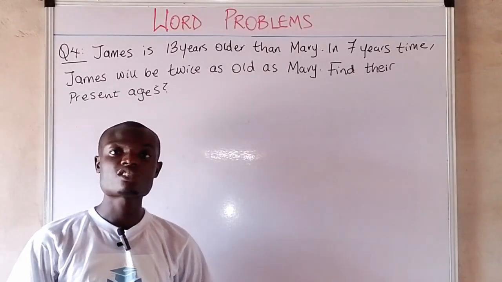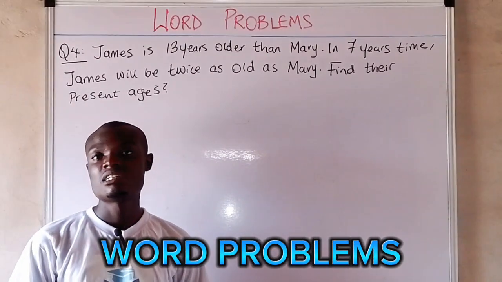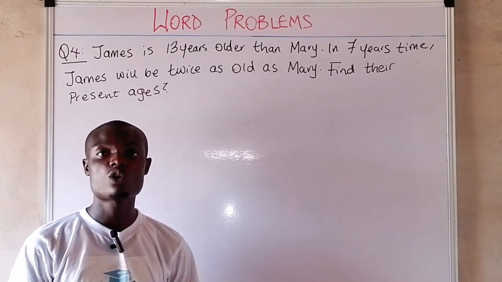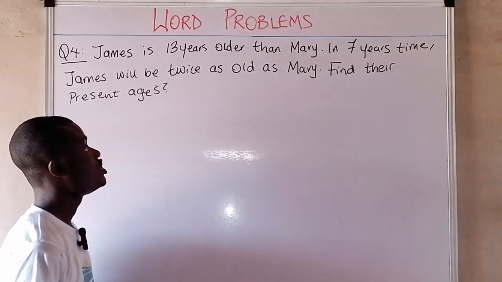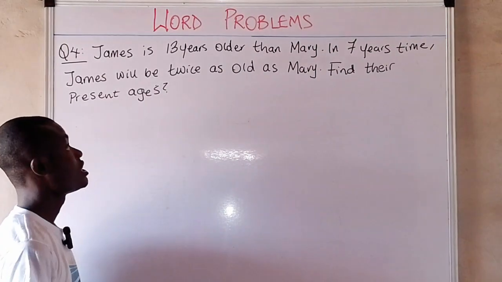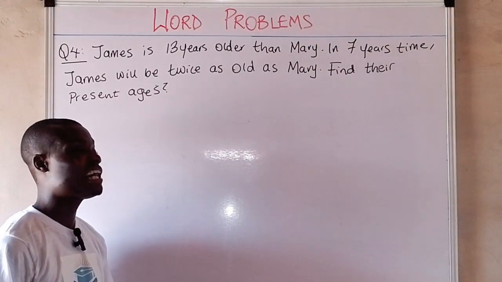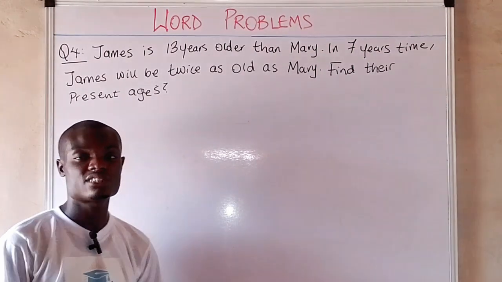So in the second part of this video lesson, we are going to look at word problems under simultaneous linear equations and also quadratic equations. So we have a question on the board which says that James is 30 years older than Mary. In 7 years' time, James will be twice as old as Mary. Find their present ages. So before we solve this question, let's quickly understand something.